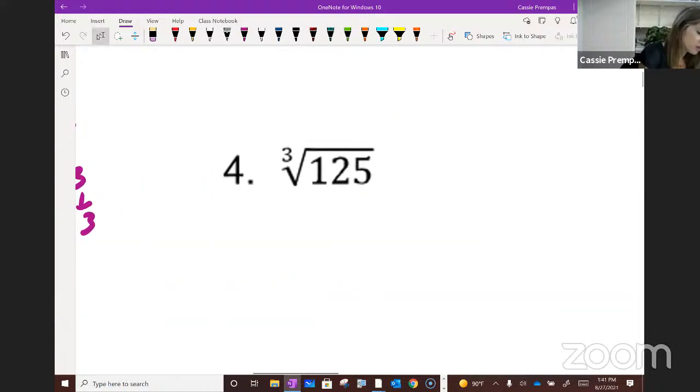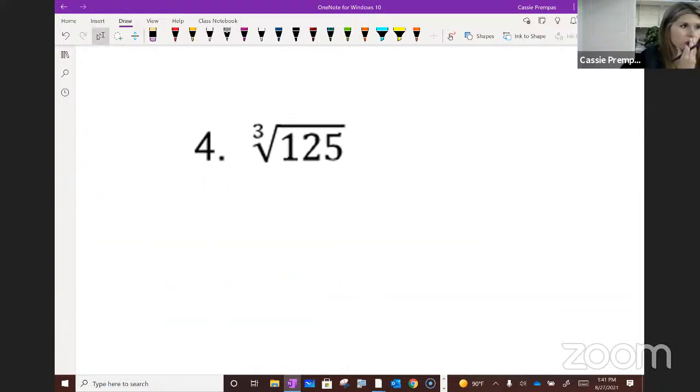Number 4. Number 4, the cubed root of 125. Does anybody know the cubed root of 125? Okay, if you know it, you can write it down. If not, use the factoring tree. But go ahead and try this on your own. I'm going to walk around, see if you need help with it. Just see if we get to that answer. Calculator. A lot of us know 5 goes to 125. 5 times 25.